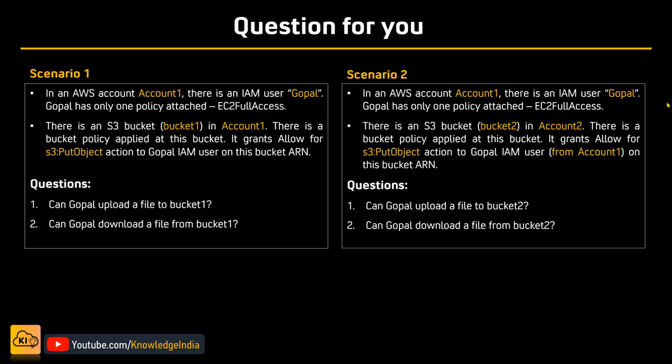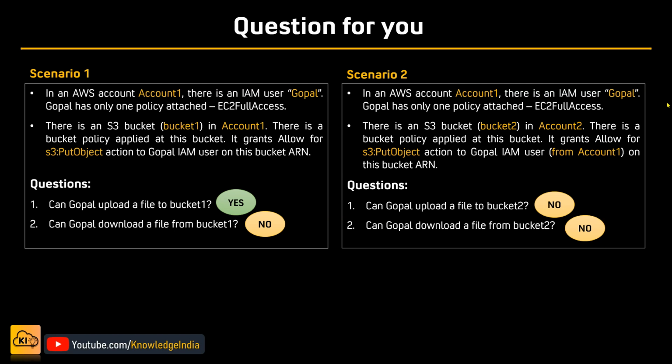Did you take an attempt? So let's try to understand the download question. The answer for that would be no. That I think is quite obvious. We can discuss the explanation as well, but the answer for that is no. Can Gopal upload a file to bucket 2? The answer there is no. But in case of bucket 1, yes, Gopal will be able to upload the file to bucket 1. Now, if that is what you answered, congratulations, good. And do you understand the reason behind that? If it is all clear, great.